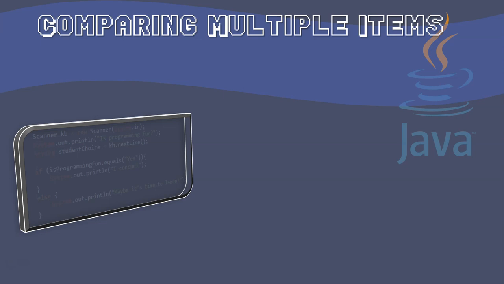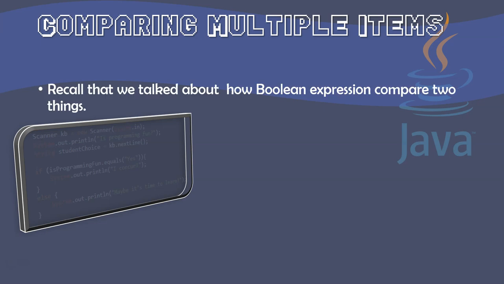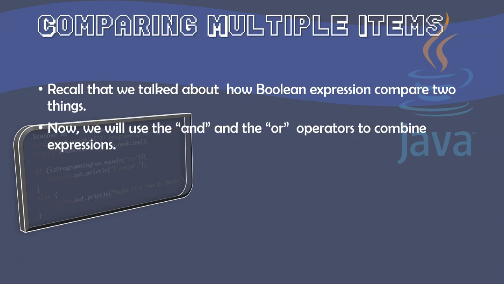So when we start looking at these compound expressions, what we're ultimately trying to do is compare multiple items. And if you recall from previous time, we said we want to compare two things. For example, we want to compare two strings, or we want to compare two numbers. Well, there's a way we can do this with more than two things, and this is to use either the AND or the OR operator to combine an expression.